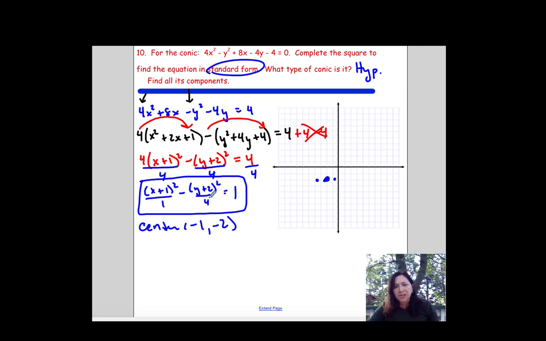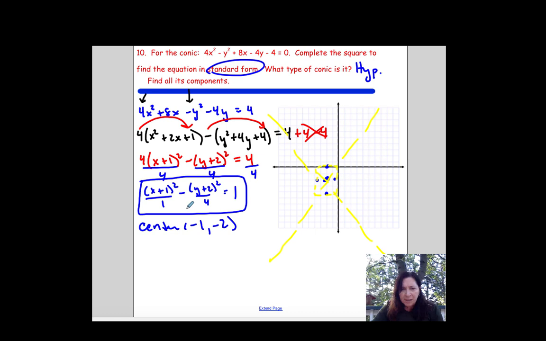In the y direction, I'm going to go the square root of 4, which is up 2, down 2. So I'm going to make my box, because remember, it is easy to think that you want to connect the dots, but do not, because you only do that on an ellipse. So we're going to make our box and draw in our asymptotes. We are going to find the equation for the asymptotes as well.